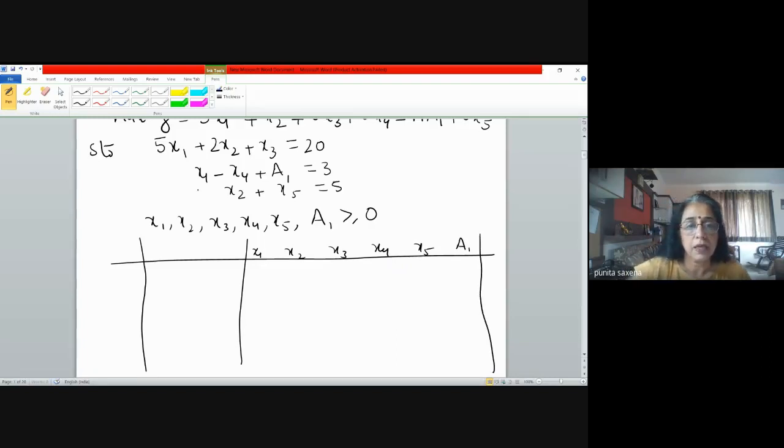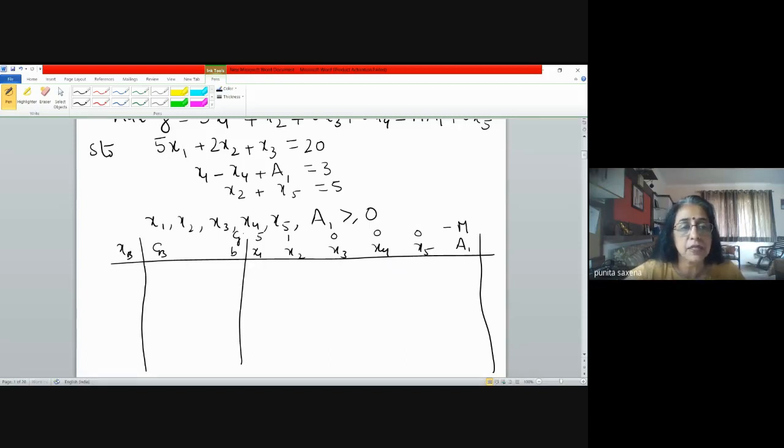Okay, now we need the Cjs here. What was the coefficient? Yeah, 5, 1 for x1 and x2. x3, x4, x5 have coefficient 0, and a1 has coefficient minus M, right? Okay, now let's make the entries here.